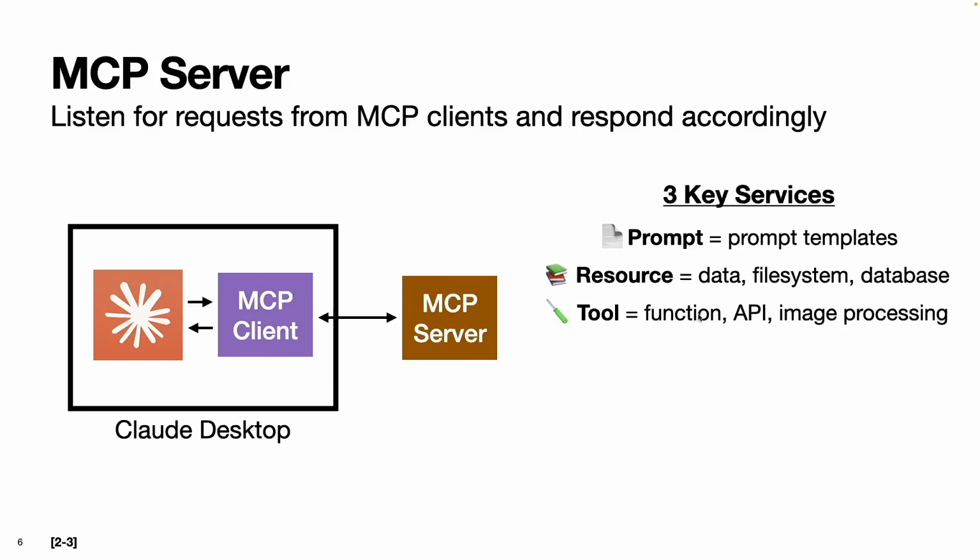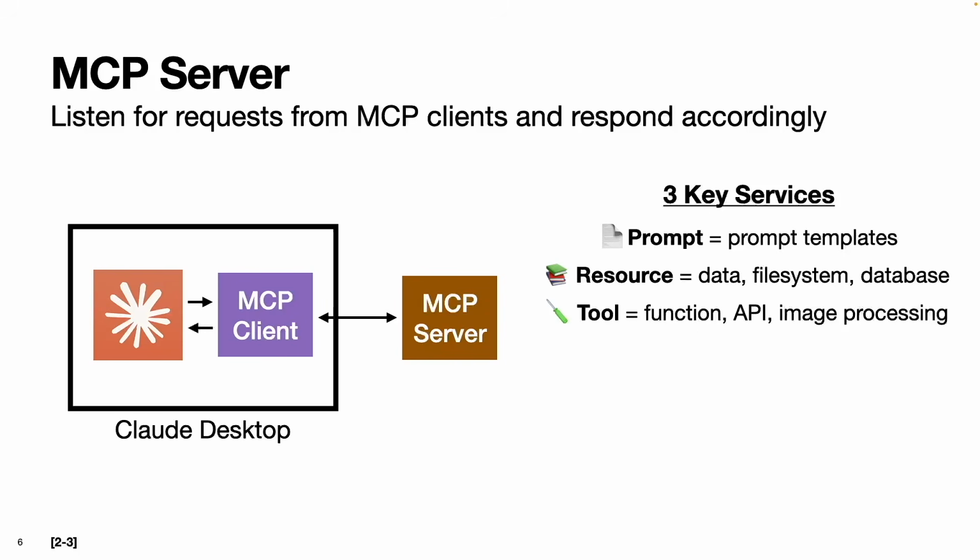And then finally, we have tools, and these handle basically everything else. Tools are arbitrary functions that allow the MCP client to perform actions. So this can be like any Python function, accessing an API, or even doing things like image processing.